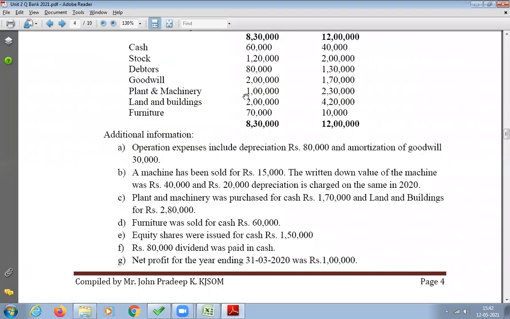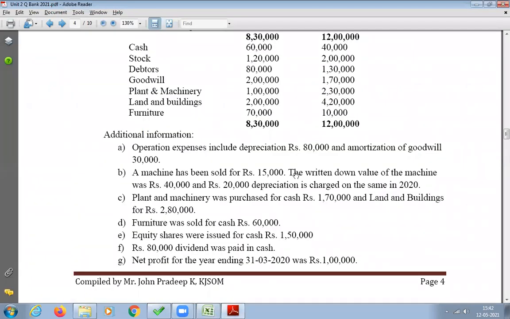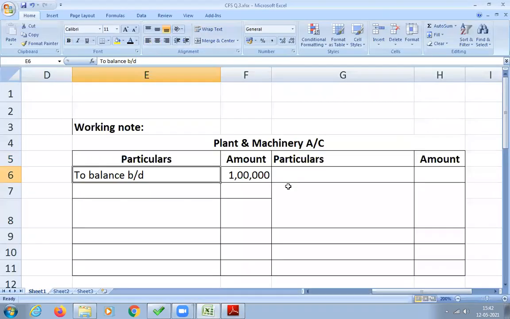That is 1 lakh opening balance. Next, any purchase or sale is given? Yes, sir. Both are there. So first we'll take the sale. They have sold the machinery for 15,000. So write down by sale of machine 15,000.